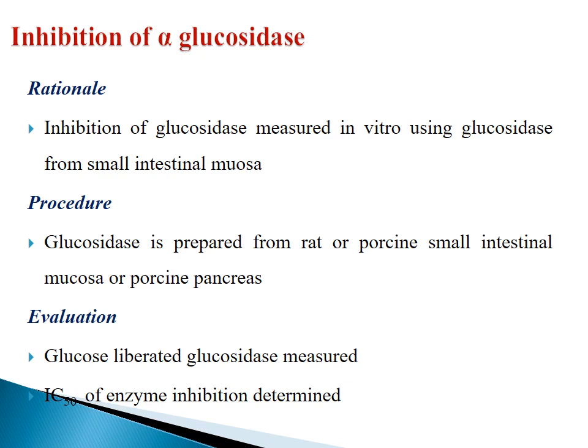This method is based on the principle that inhibition of glucosidase can be measured in vitro using glucosidase from small intestinal mucosa. In this method, glucosidase is prepared from rat or porcine small intestinal mucosa or porcine pancreas. It is incubated with 500 ml of sodium phosphate buffer and 20 ml of the solution is added with different concentrations of glucosidase inhibitor at 37 degrees Celsius. The reaction mixture is heated for 2 minutes in a boiling water bath to stop the reaction. Glucose liberated by glucosidase is measured by the glucose oxidase method and IC50 of enzyme inhibition is determined.